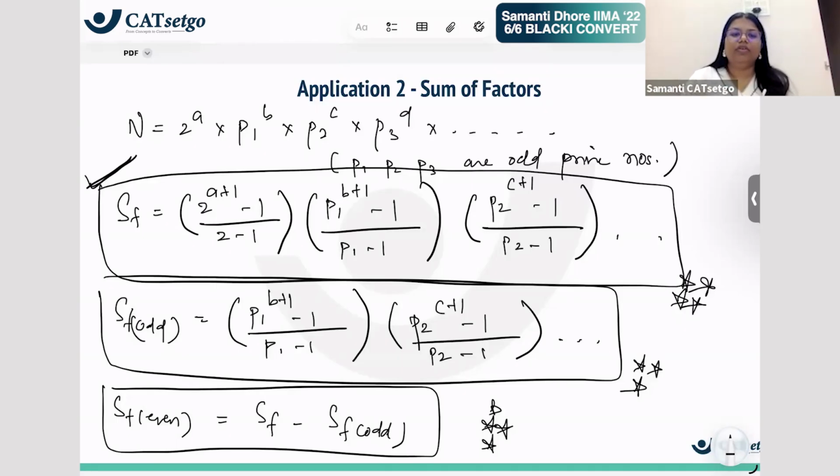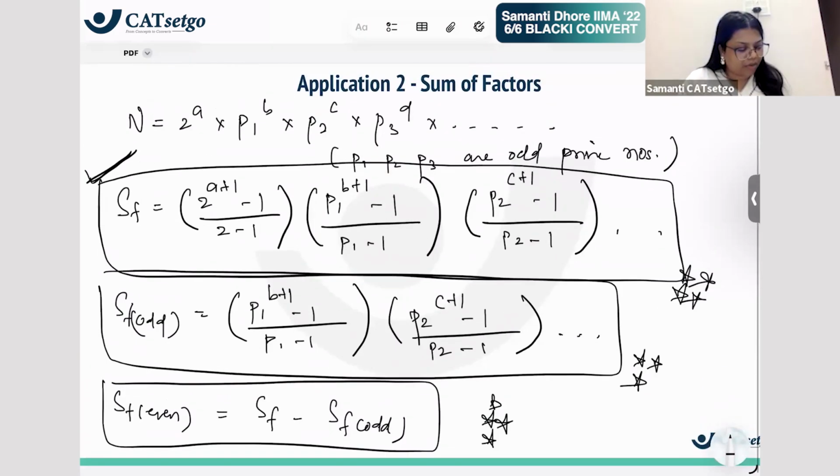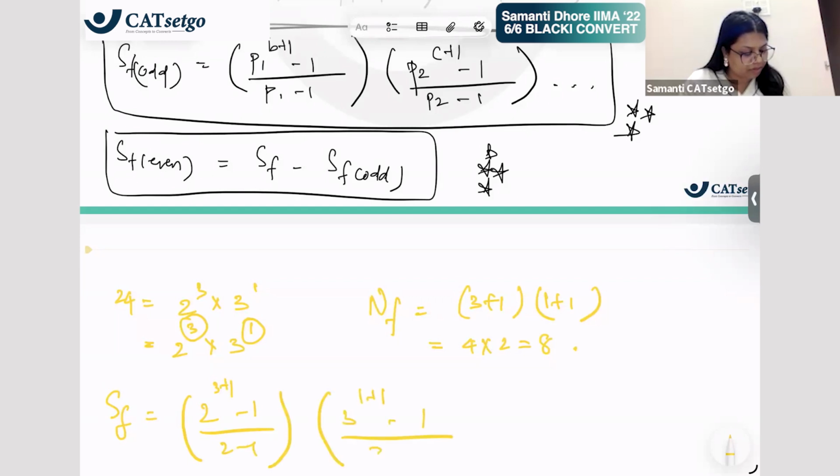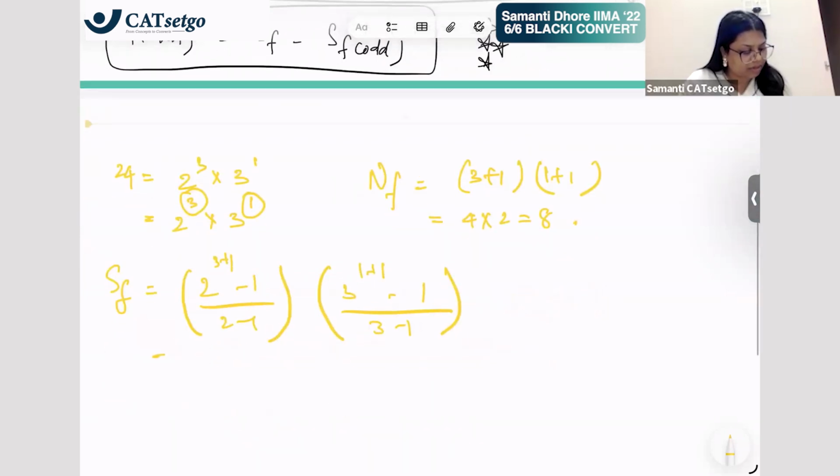Fair? Okay. So if you had to apply this on 24, how would you do it? The sum of all factors of 24 is given as 2 raised to 3 plus 1 minus 1 upon 2 minus 1, and 3 raised to 1 plus 1 minus 1 upon 3 minus 1, which basically becomes 2 raised to 4 is 16 minus 1, 15 by 1, into 3 square is 9 minus 1 is 8 divided by 2. So 15 fours are 60.